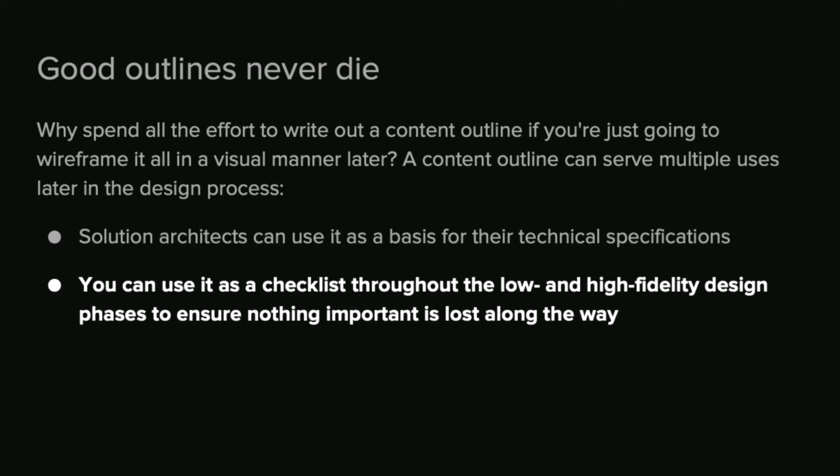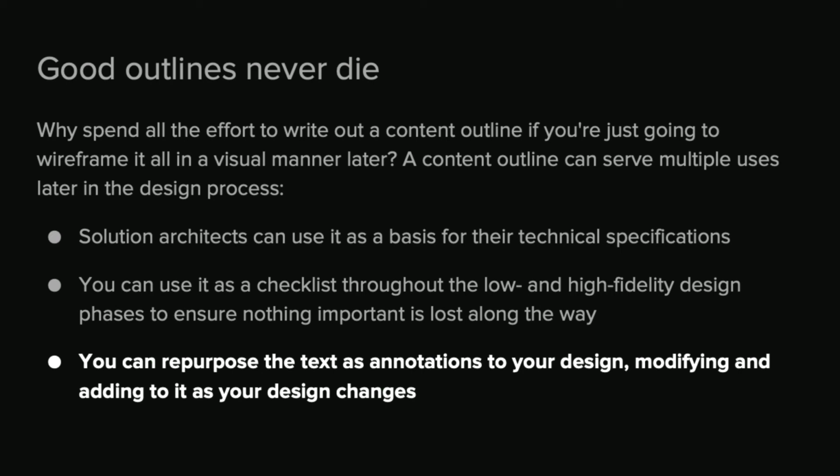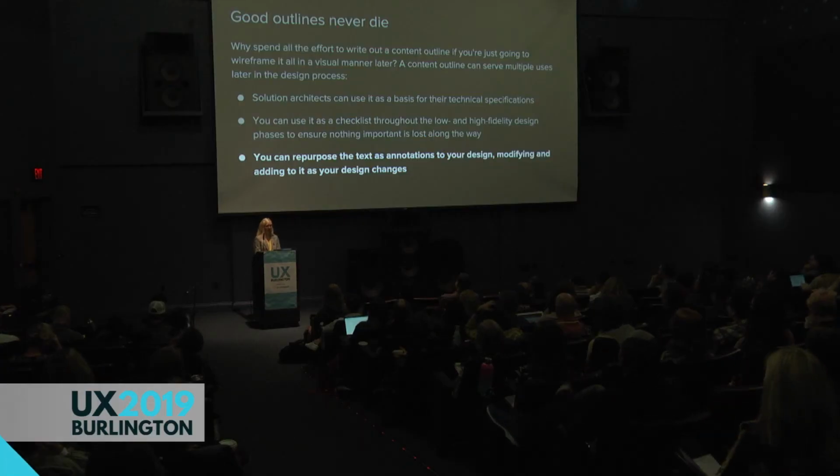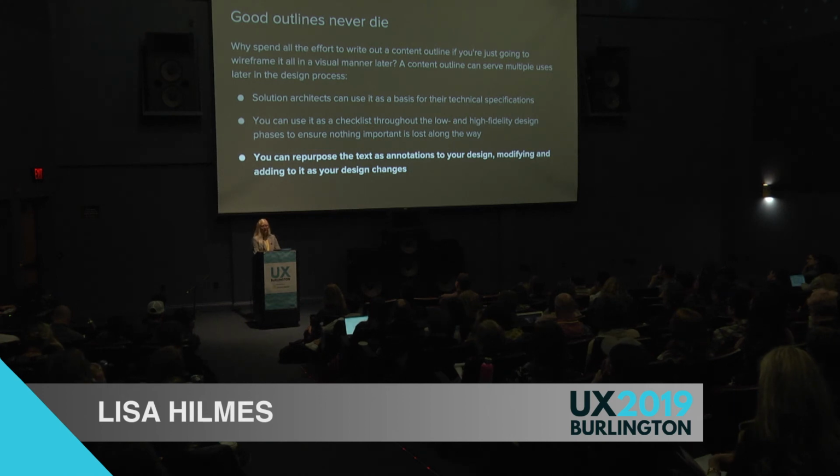You, the designer, can use it as a checklist throughout the low and the high fidelity design phases to ensure nothing important is lost along the way. It can be kind of an audit trail for, well, we decided to remove this component, but if you need to revisit it, then it's there later if you want to add it back. And you can repurpose the text as technical annotations to your design. So developers can associate the different content types to where it is located on the page and get some details about what it is and how it operates. You'll likely need to modify or add to it as your design evolves, though, because likely things will be taken out or added in or changed in order.